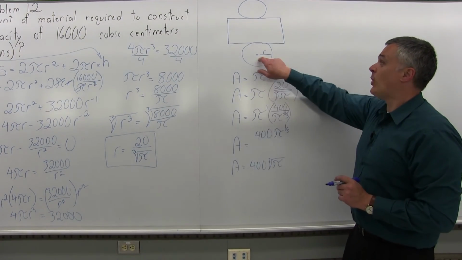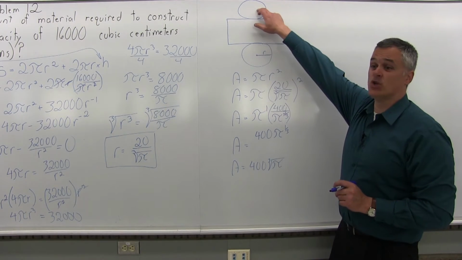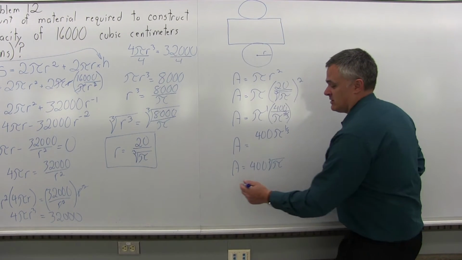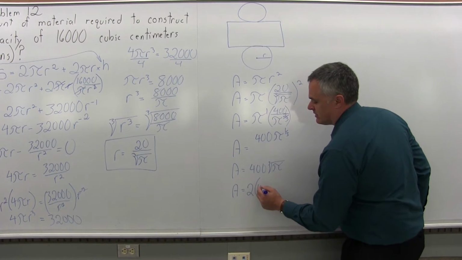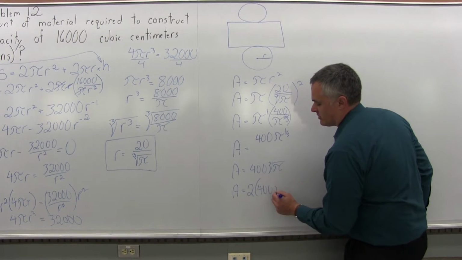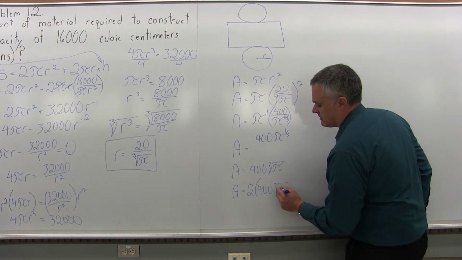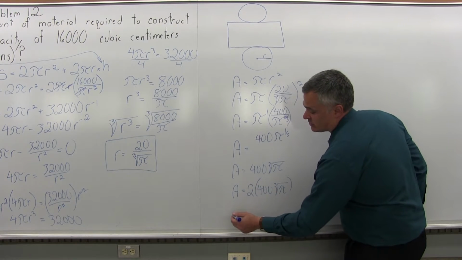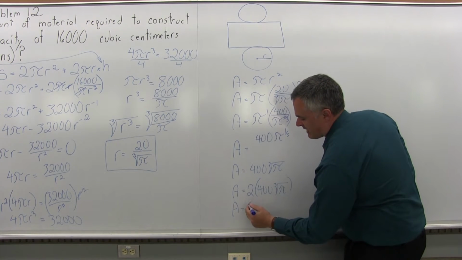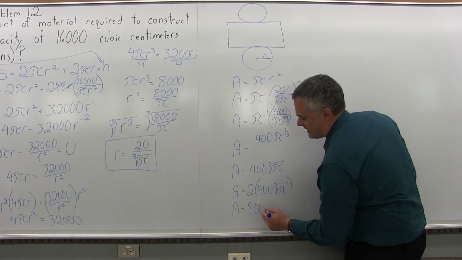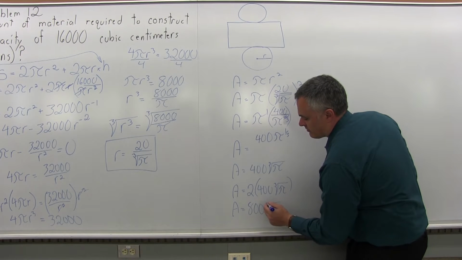Now again, that's one circle. Well, there's another one on top. So there's two of them. So the area for my circles is 2 of these, 2 times 400 cube root of pi. So 2 of those would be 800. So the two circles together, the top and bottom of the cylinder, have an area of 800 cube root of pi.